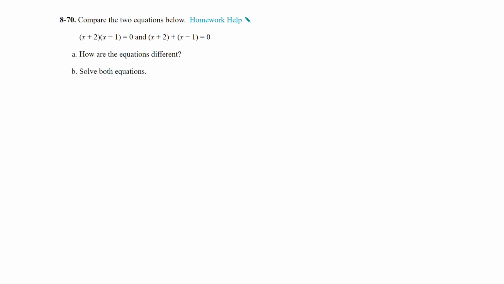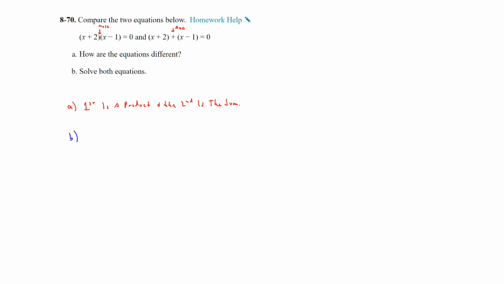Question 70. Compare the two equations below. So you have the first one, x plus 2 times x minus 1 is equal to 0, and then x plus 2 plus x minus 1 is equal to 0. How are the equations different? Well, the operation. In between the two parentheses, when there's nothing there, that means we are multiplying. But in between these two parentheses, you see the addition sign. So that's how they are different.